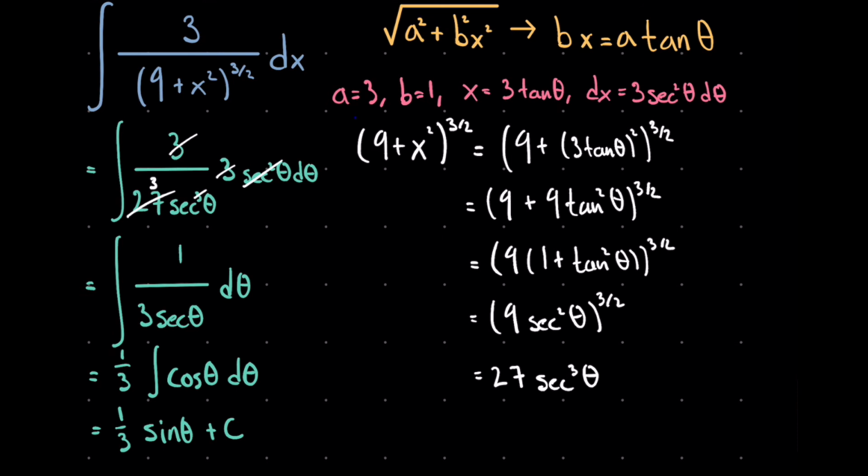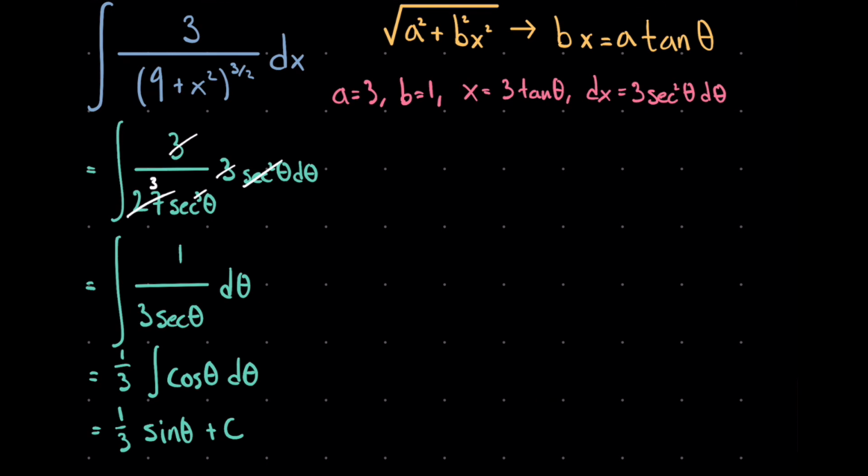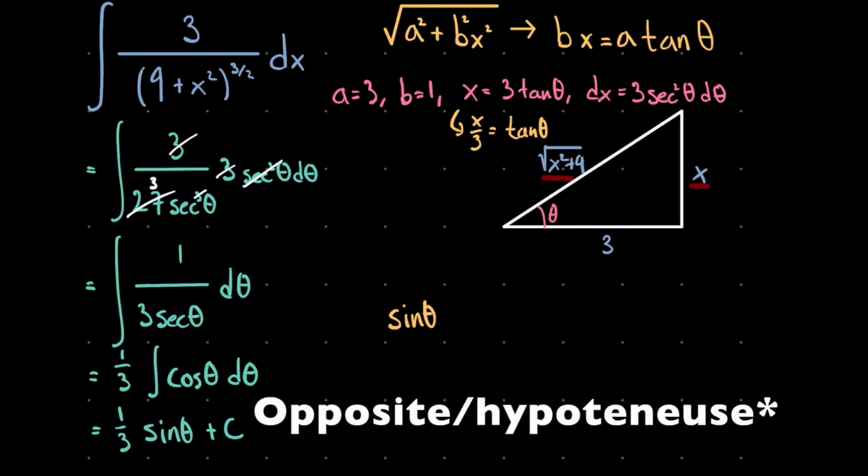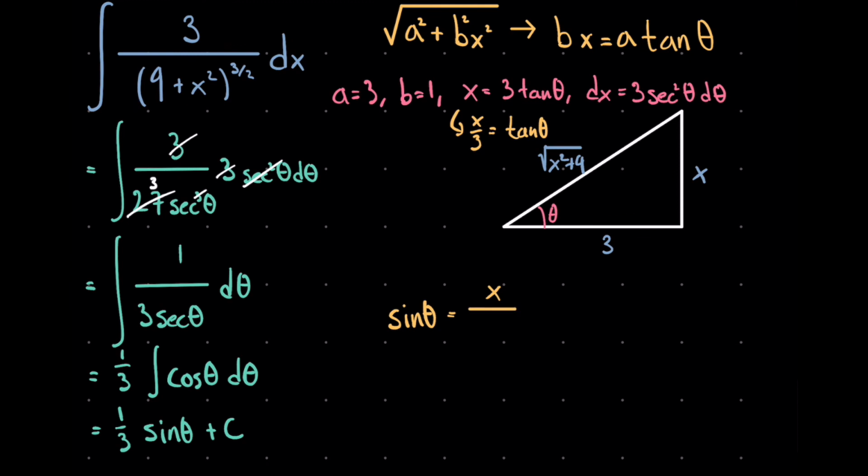So now let's bring out our trusty right angle triangle and find out what sine theta is in this case. We'll say that the angle theta is right here. So we know that x over 3 is equal to tangent theta. And by SOHCAHTOA, tangent is known to be opposite over adjacent. So we could write that the opposite is equal to x and the adjacent is equal to 3. Now, using the Pythagorean theorem, we get that the hypotenuse is the square root of x squared plus 9. And so it is quite easy to find sine theta right now. Sine theta is just opposite over hypotenuse, so it is equal to x over the square root of x squared plus 9.